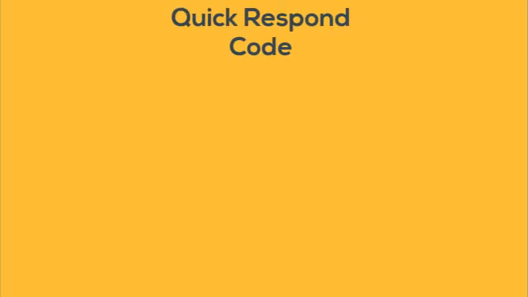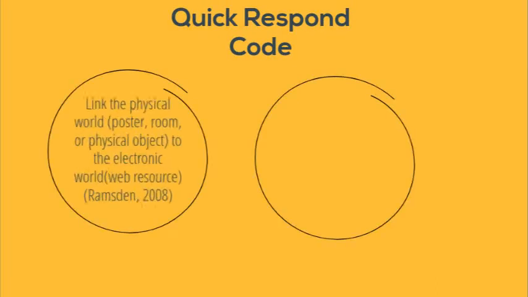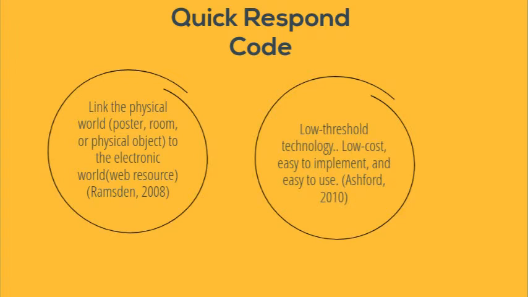For QR codes, they link the physical world to the electronic world through codes which can hold thousands of bytes of information. Most of the smartphones nowadays have QR code scanners, so students can access information in QR codes easily. For sports science students, we normally use QR codes to access information when we are doing outdoor practical study.